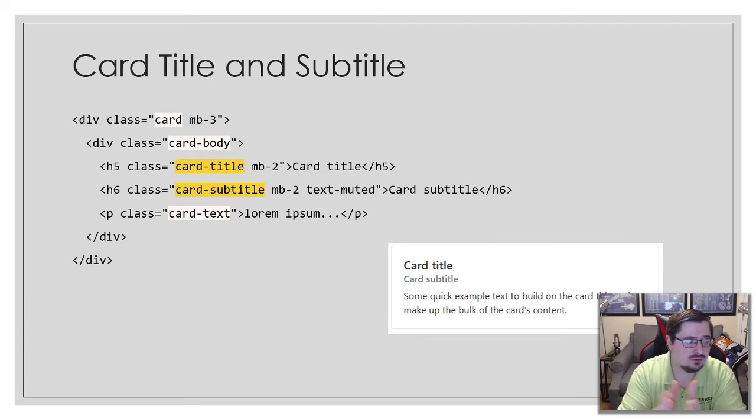Again, really, you should only use the card in the case where it represents an item. If it represents an item in a list, then use the card. If it's anything else, if you want a border, then just use the border classes or write your own CSS to style that.